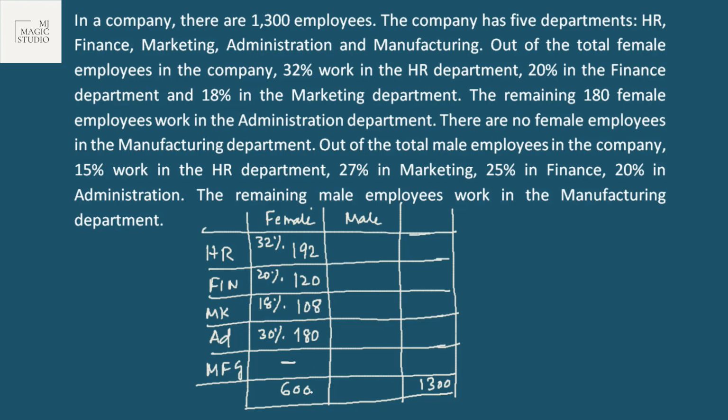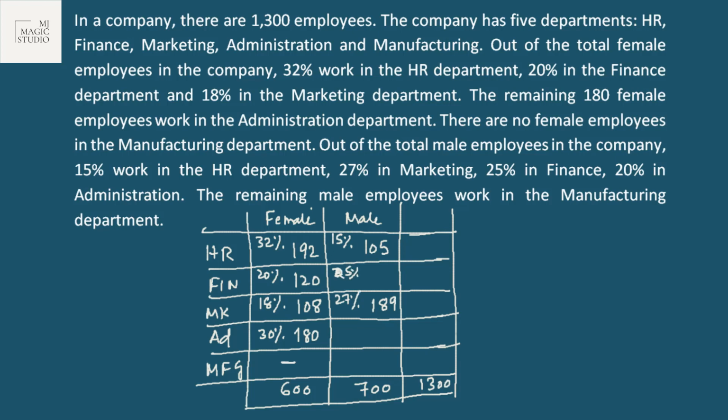So female, all departments, whatever is the participation, we have that. Now the number of male should be 1300 minus 600, that is 700. Out of the total male employees in the company, 15% work in HR. 15% of 700, 15 into 7, 105. 27% in marketing. So 27 into 7, 140 plus 49, 189.